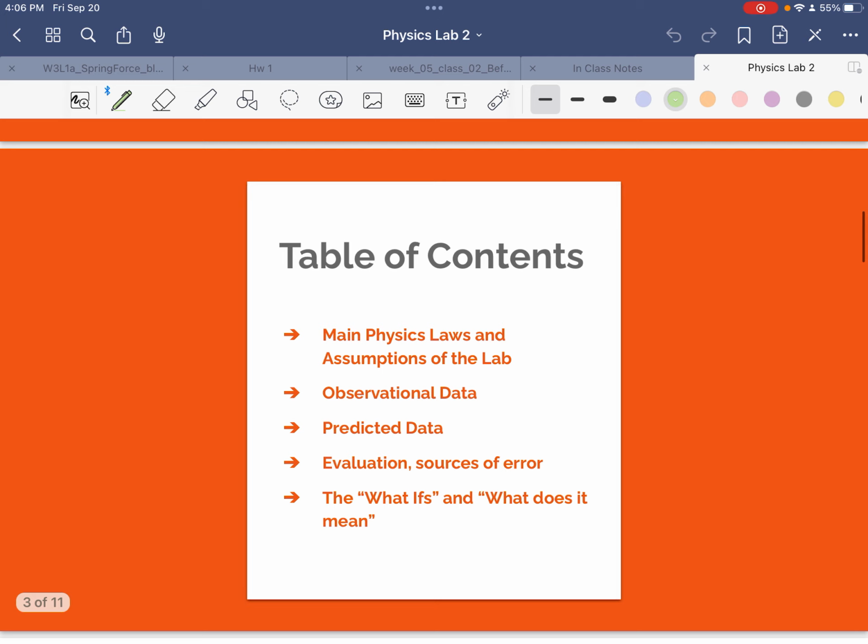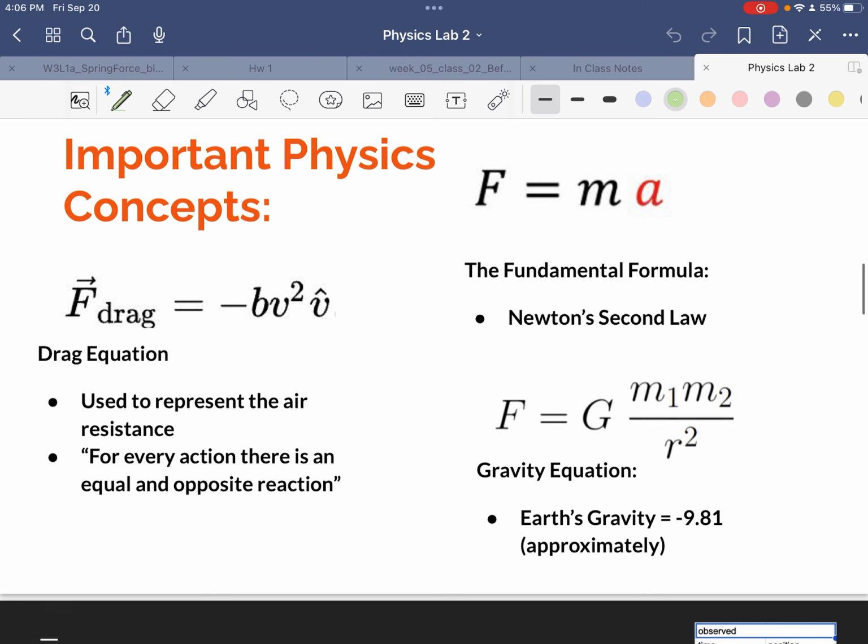First off, there are three equations that need to be understood for this experiment. The first of which is the drag equation, which is used to represent the air resistance that is being put onto the coffee filter, and this is in line with Newton's third law, which states that for every action there's an equal and opposite reaction.